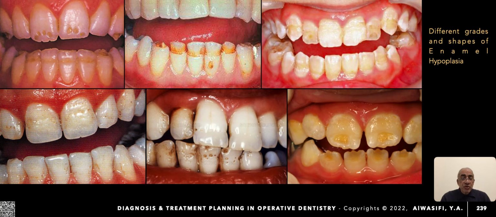Those photographs show different grades and shapes of enamel hypoplasia. As you could notice, most probably the patient is coming complaining of an aesthetic problem. He is not satisfied with his smile, or with the shape and form of his teeth. That's why the main patient complaint will be aesthetic.